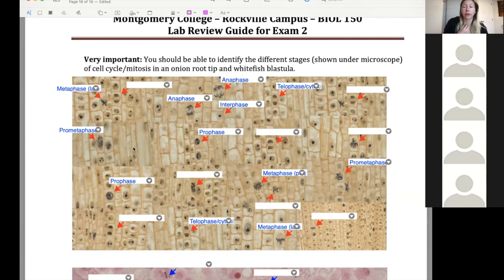The pictures that you'll see on your exam are not going to be ambiguous at all. It'll be very clear which of the four phases you're looking at. And I don't think they include prometaphase on your exam. It's only going to be the PMAT phases, those four main ones. They will only include PMAT then. You're right. Yeah, just the PMAT.